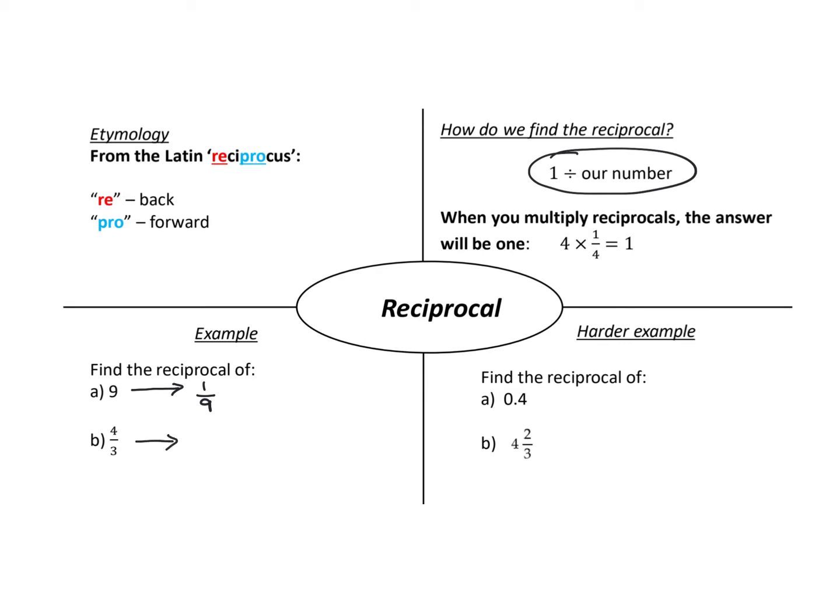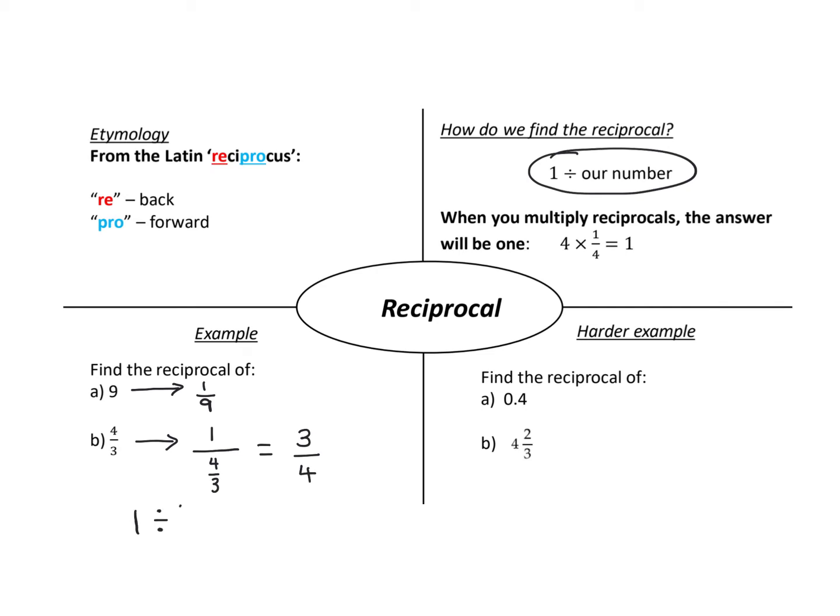So we want to do 1 divided by our number. Now, we're not going to leave that number like that. We don't leave answers as a fraction within a fraction. If you type that into your calculator, it will actually give you 3/4. And if you want me to explain that, think about what happens when you divide fractions.